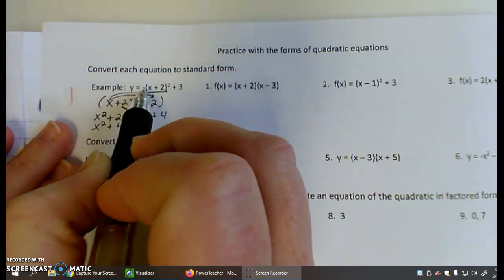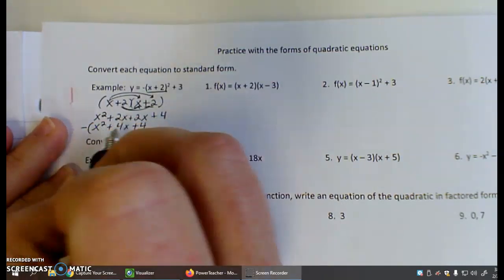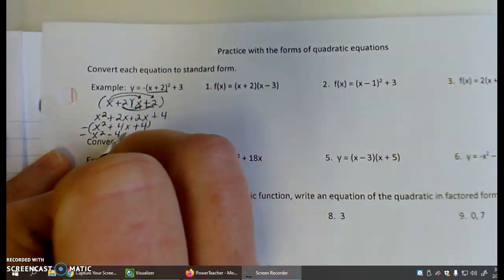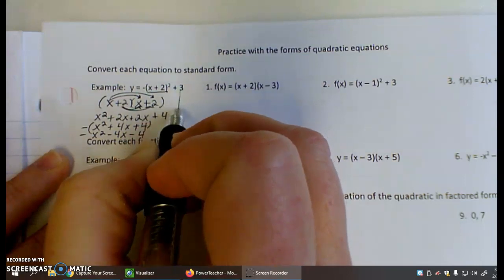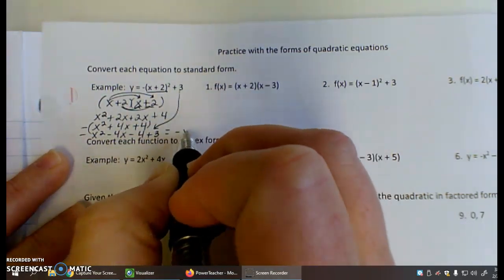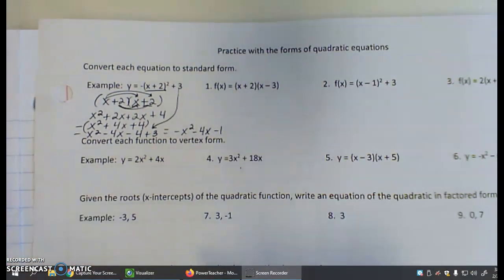Our next step is to take the negative, or whatever number's in front, and multiply. So we're going to multiply everything here by a negative, which really means to change the signs. And then we bring down that 3 that we add on the end. So we get negative x squared minus 4x minus 1.